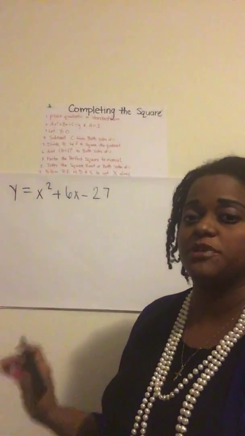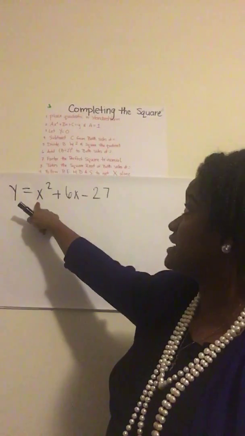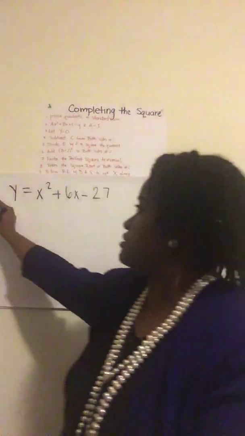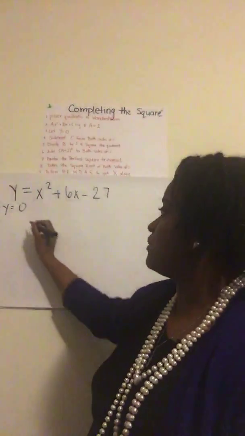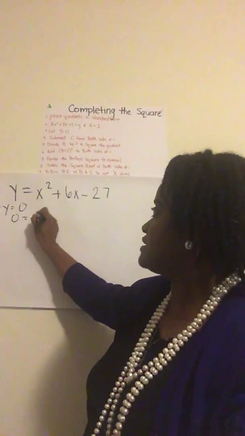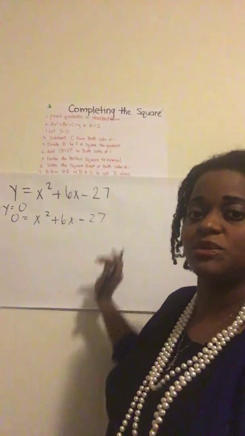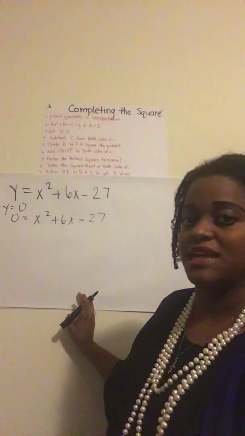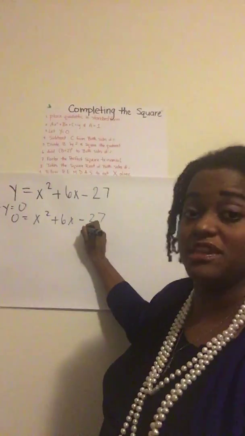Our first step is we want to make sure the a in front of x squared is 1, and it is. Our second step is we want to let y equal 0. So we write 0 equals x squared plus 6x minus 27. Now I want to get that negative 27 on the other side by doing the opposite.